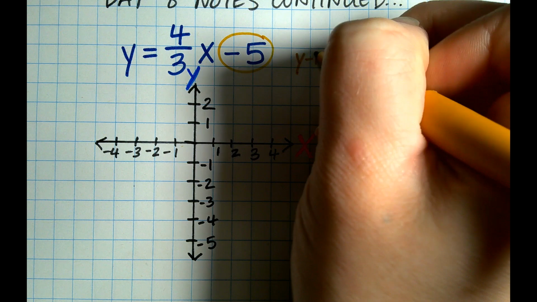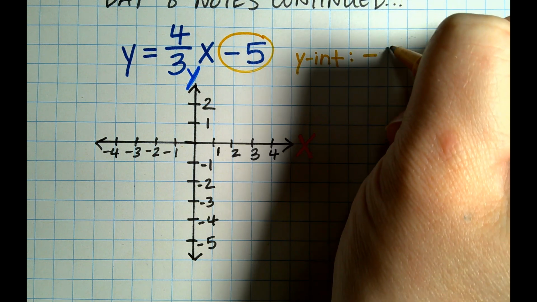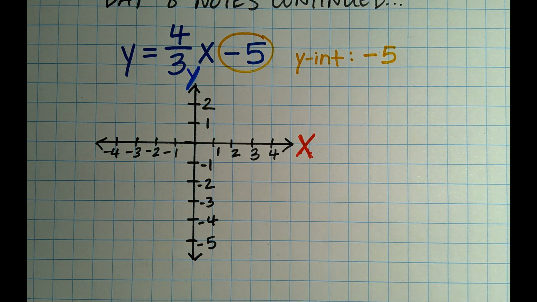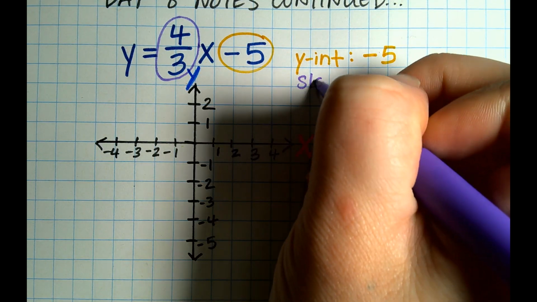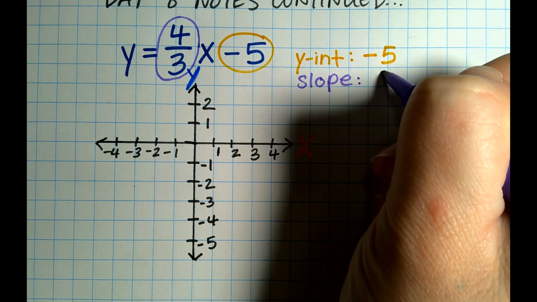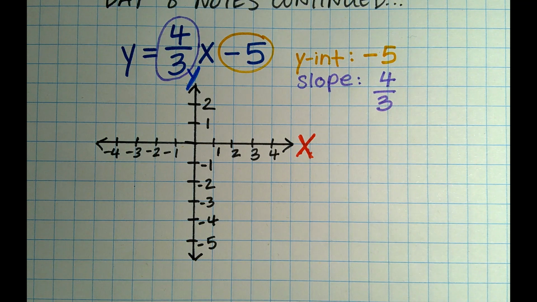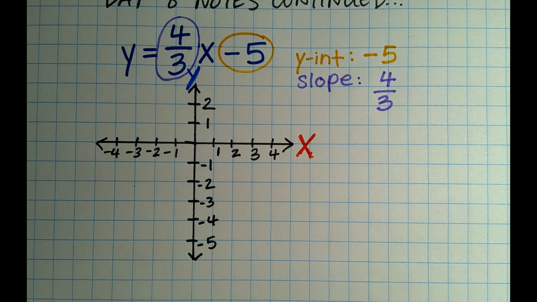My y-intercept is -5. And my slope is 4/3. Okay. So, what do I do first? Put your first dot on the -5 on the y-axis. Perfect. We're going to start at -5 on the y-axis because that is our y-intercept. So here's our first point.